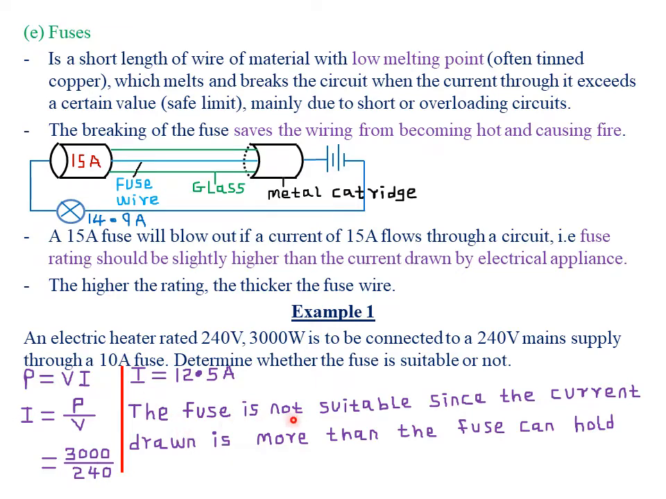Therefore, the fuse is not suitable since the current drawn, that is the 12.5 amperes, is more than the fuse can hold. Remember, the fuse can only hold up to a current that is slightly less than 10 amperes.